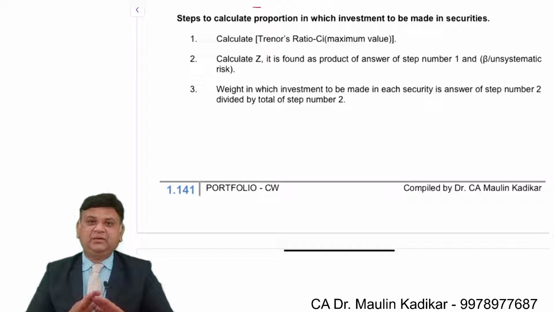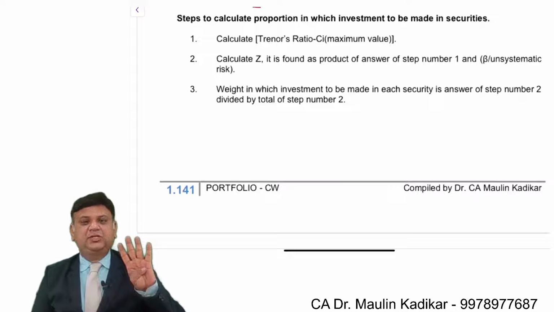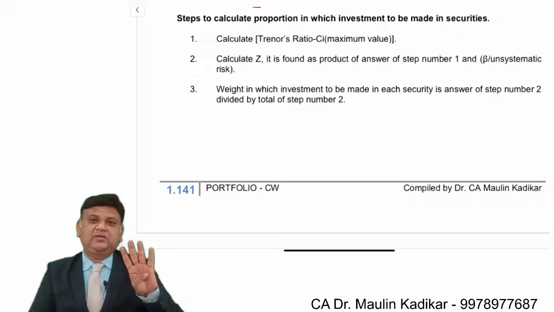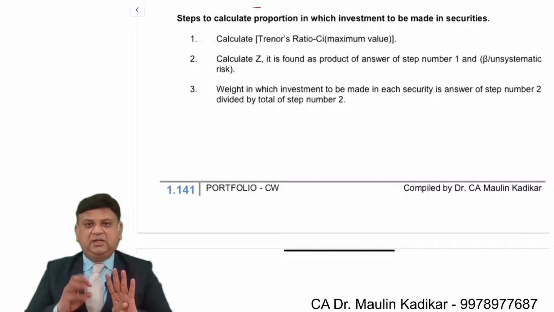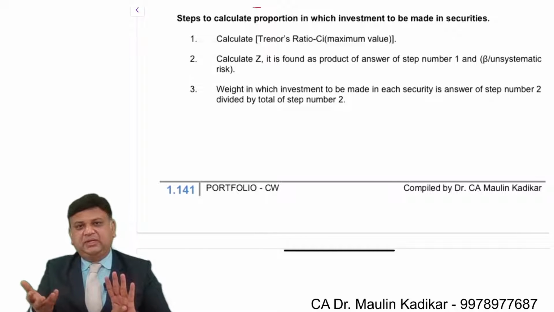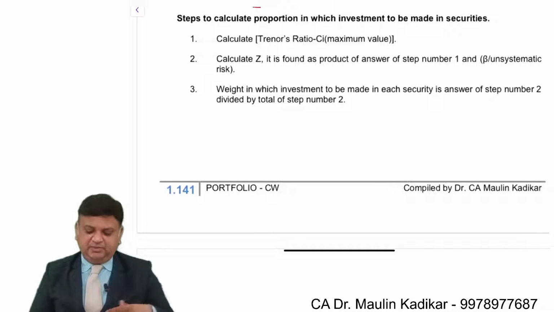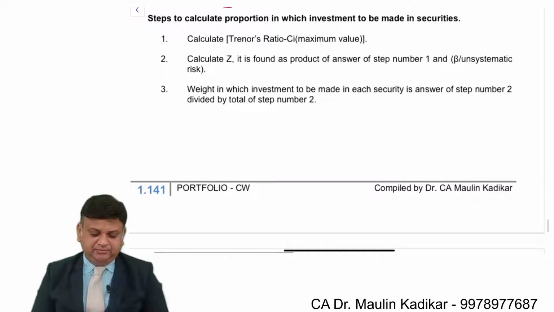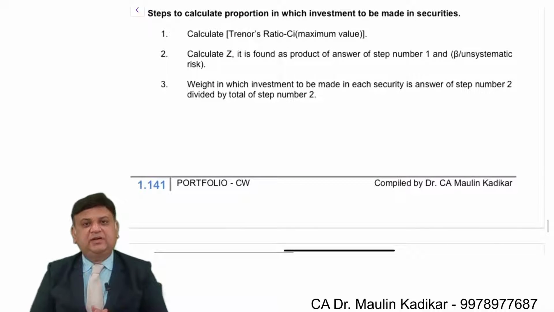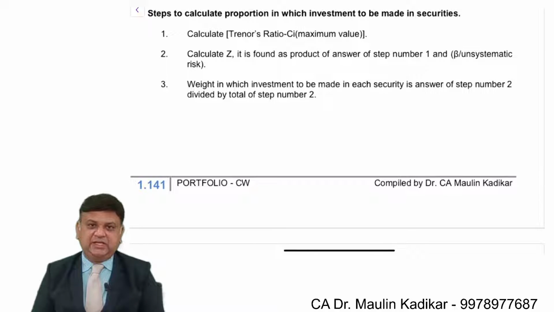Now friends, after ascertaining that these are the 4 securities in which we will invest, we are required to decide what is the proportion in which investment will be made, like 10, 20, 30, something like that, or in some other proportion, so that we will be able to get the maximum return. For that we are required to use the kind of sequence like this.